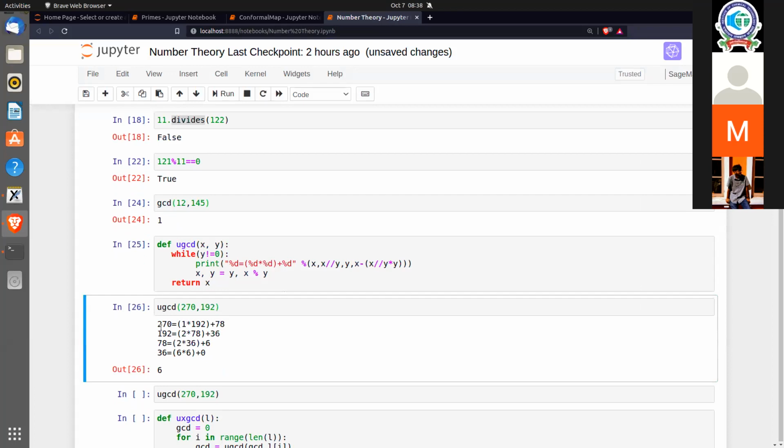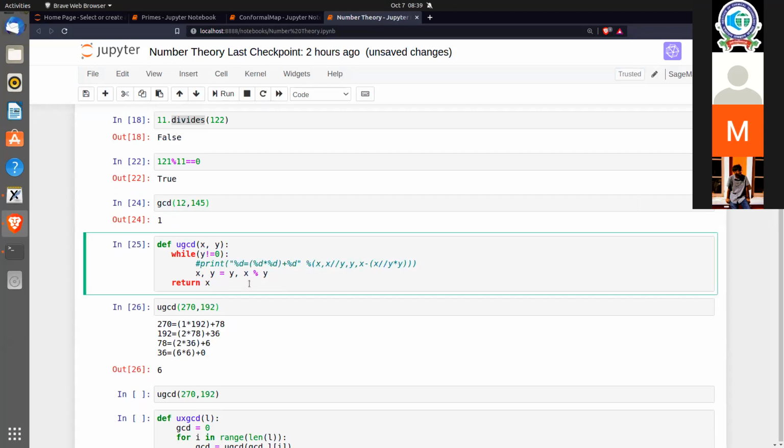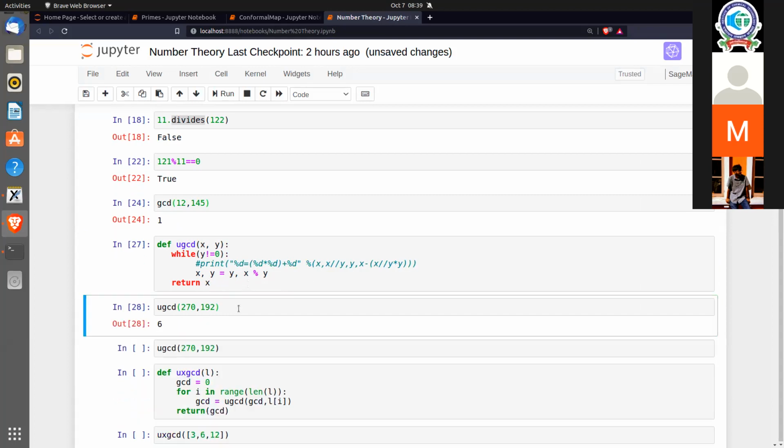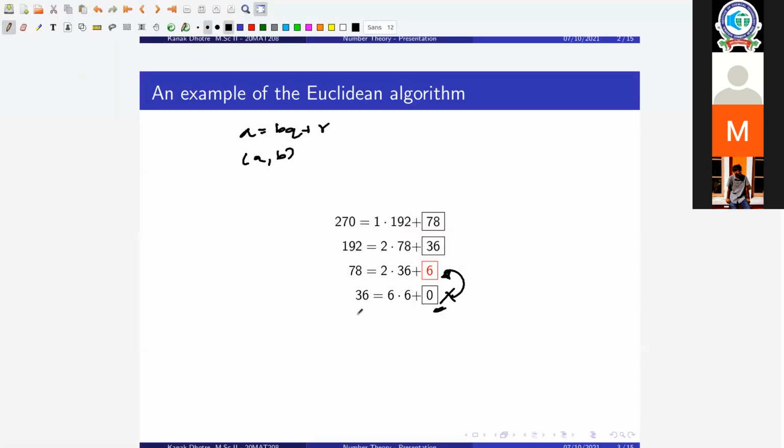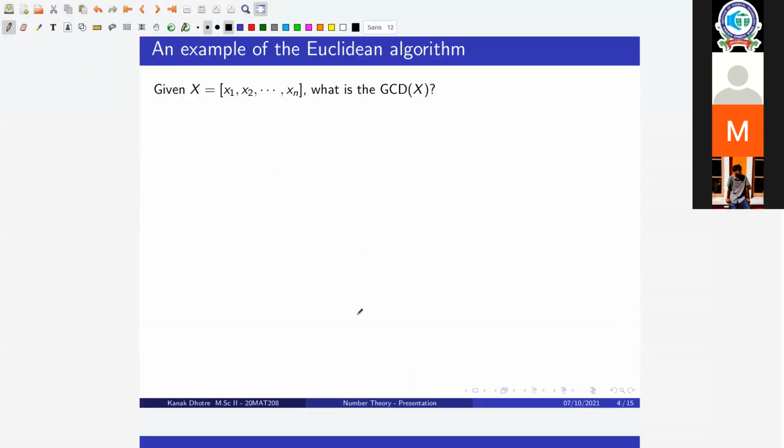So you can actually see each one of those steps. Now if I comment this out, because we don't always need those steps, it will just give me the GCD here. Now, one common question you can ask is, if I have a list of integers, how will the GCD be computed? That's pretty easy. I just take pairwise GCD.